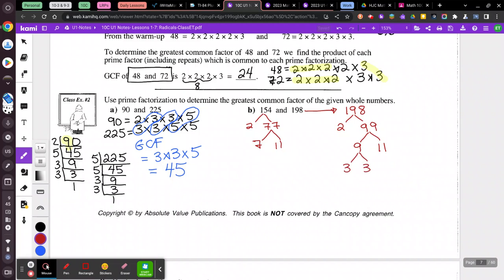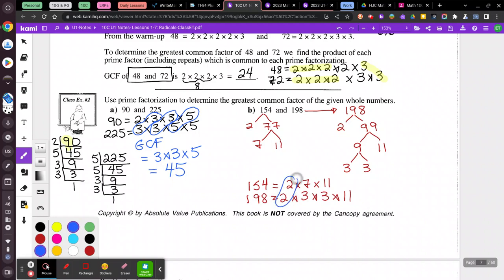So now we're going to write down the factors left to right. 154 gives us 2 times 7 times 11. 198 gave us 2 times 3 times 3 times 11. The digits they have in common are 2 and 11. So its greatest common factor will be 22. 2 times 11, which will give us 22.